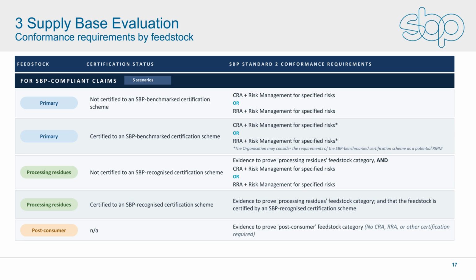The certification status of the feedstock is something the organization must record and evidence. This is one of the explicit additions in version 2.1, clause 1.1.2. It matters not just for traceability, but because it directly determines which conformance route applies here. So much for SBP compliant claims. On the next slide, we'll look at the parallel set of requirements for SBP controlled claims, where the routes look similar on the surface but involve some additional evidence requirements around due diligence systems.